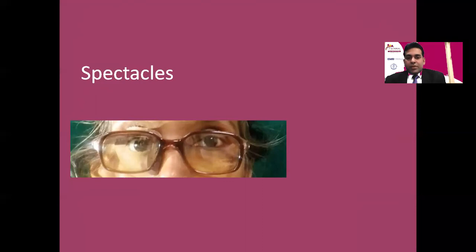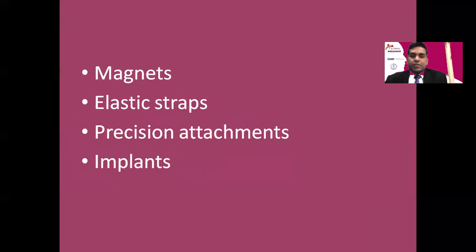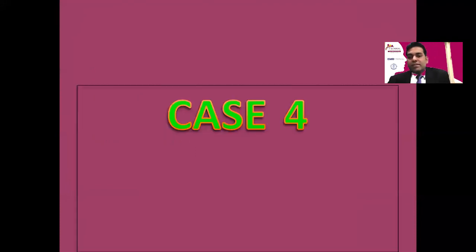Then, as we have discussed, spectacles can also be used as a mode of retention. Apart from that, we have magnets, elastic strips, precision attachments, and implants, which can be used as a mode of retention. Now, the next case is an implant retained prosthesis for this orbital defect.